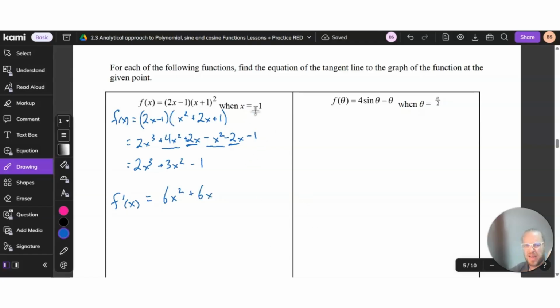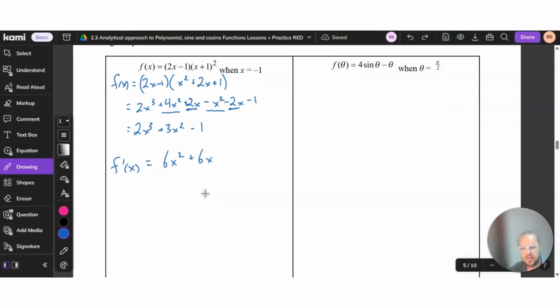But if you notice, it gave me x equals negative 1, and that's because here we're being asked to find the equation of the tangent line. So that means I need that POT and SOT that we've done before. So my POT is where I just plug negative 1 in, so it's negative 1 into the original equation, which here is just going to be 0. So anything times 0 is 0.